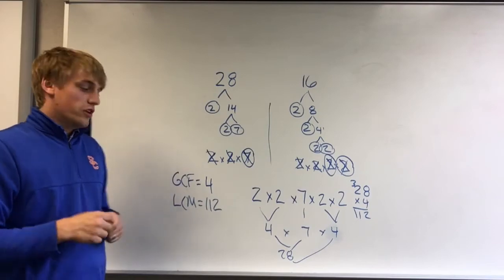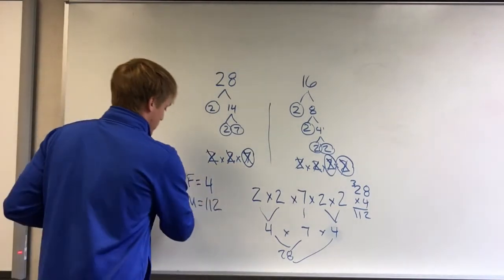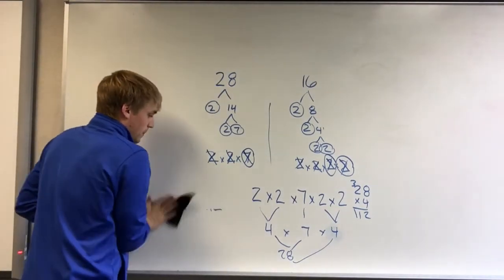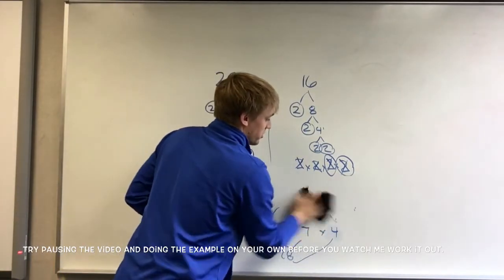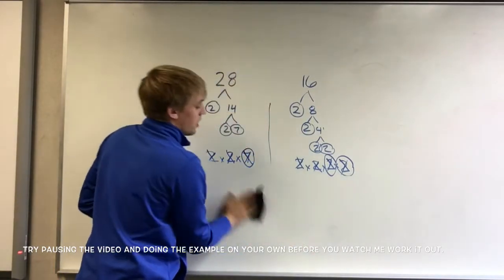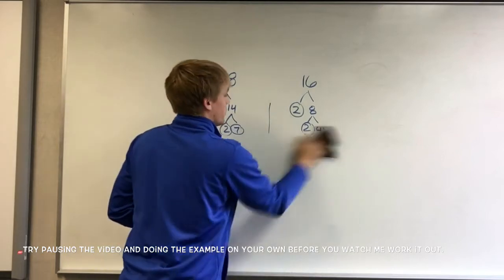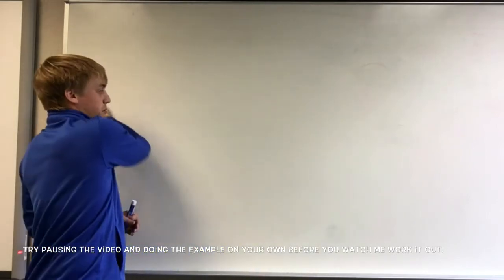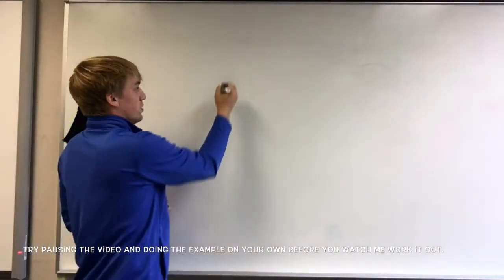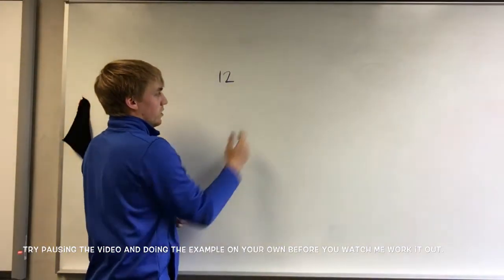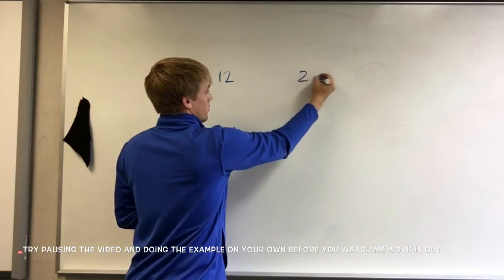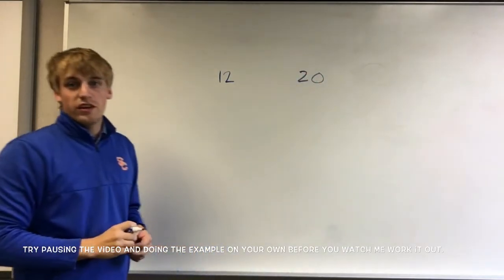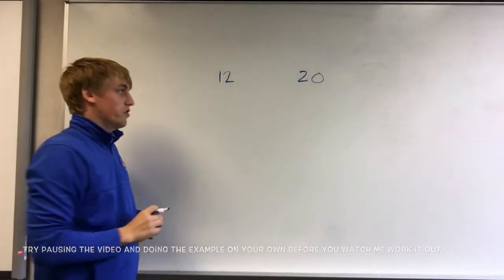Okay, let's go through another example. So I'm going to erase this. I would encourage you to pause the video when I write down the problem and see if you can do it, and then check your work by seeing how it matches up to mine. So we're going to use 12 and let's go with 20. We want to find the greatest common factor and the least common multiple of both of these.